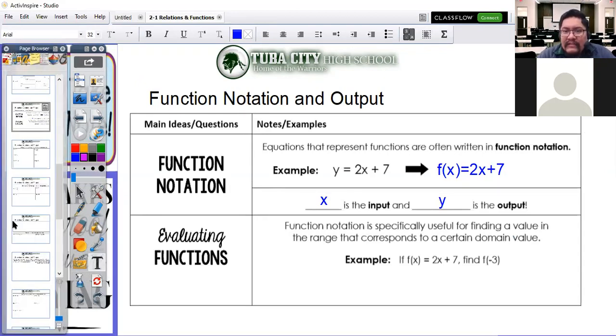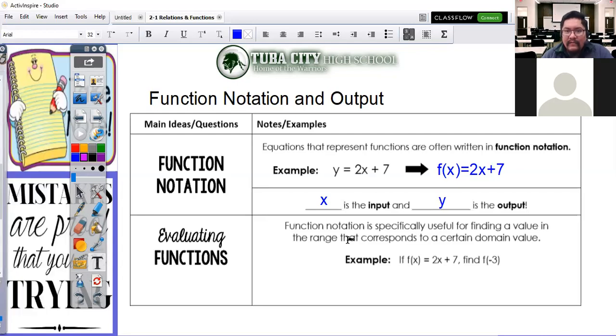Function notation is useful for finding a value in a range that corresponds to a certain domain. So for example, if they have something like f of x equals 2x plus 7, find f of negative 3. One thing they could do is look at the f of x, and this part here is your base function. It's kind of like the starting point. So we're going to just drop in f of negative 3. And I'm going to put the whole thing in there too.